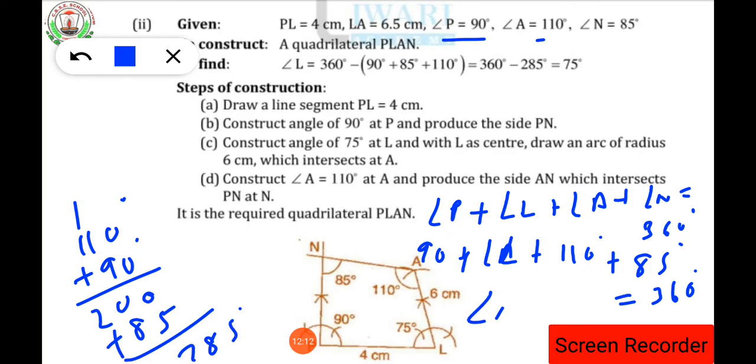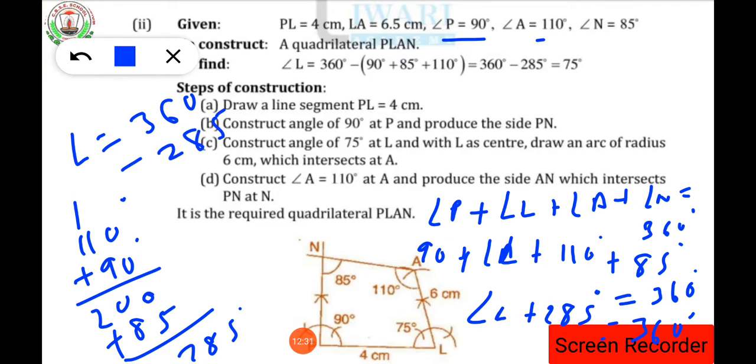So, angle L plus 285 degrees is equal to 360 degrees, isn't it? Now, since we have to find the angle L, what are we going to do? We are going to subtract. So, angle L is equal to 360 degrees subtracted by 285 degrees. So, the answer we will get is 75 degrees.